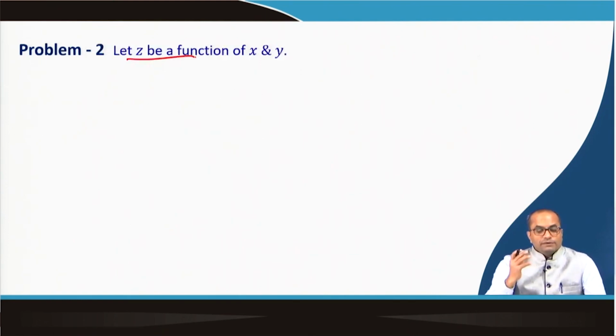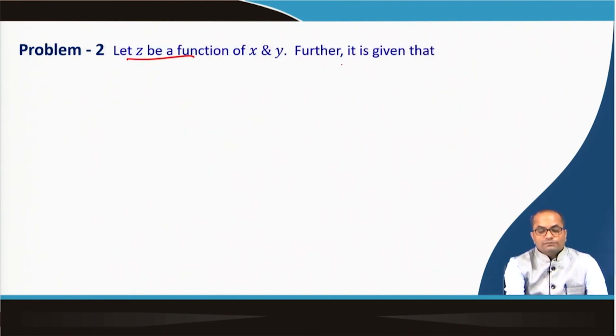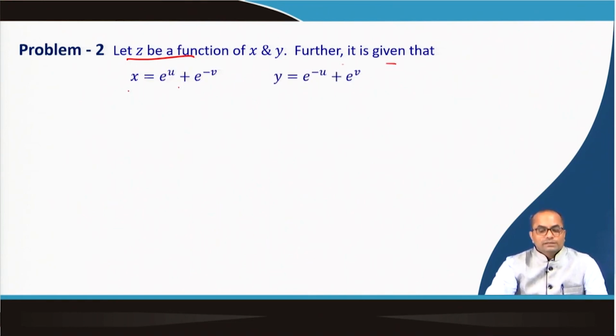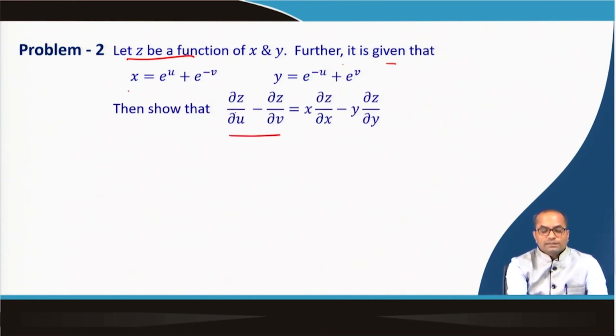Let z be a function of x and y, and further it is given that x is e power u plus e power v and y is given as e power minus u plus e power v. So, z is a function of x and y, both are functions of u and v. Then we need to show this relation, that del z over del u minus del z over del v is equal to x del z over del x minus y del z over del y.